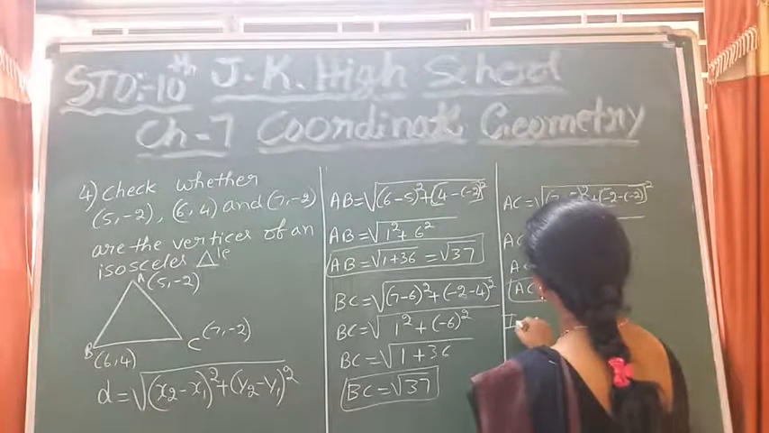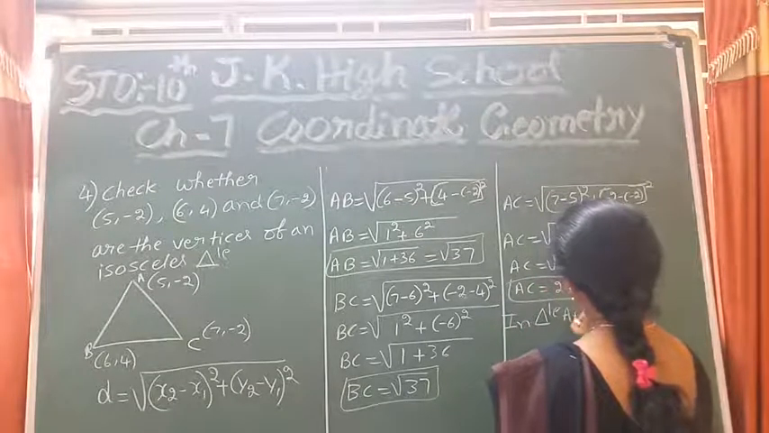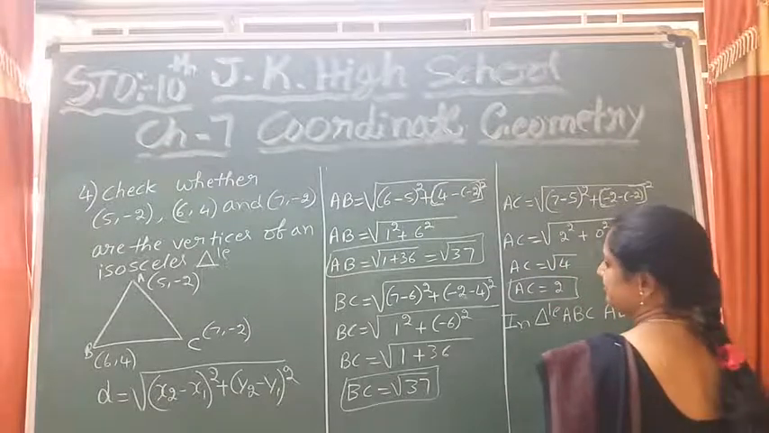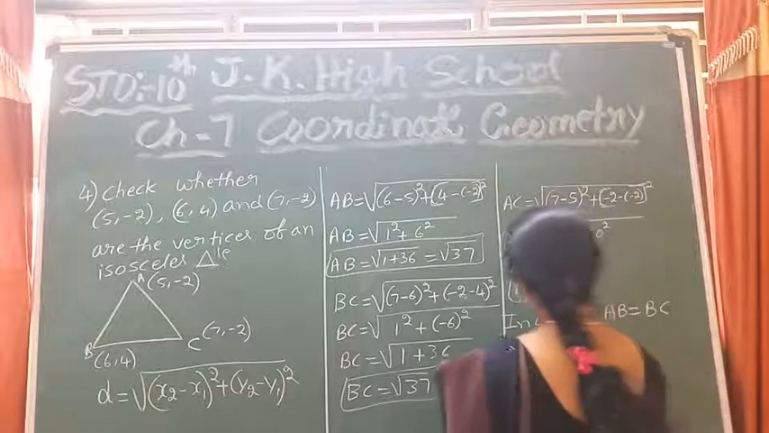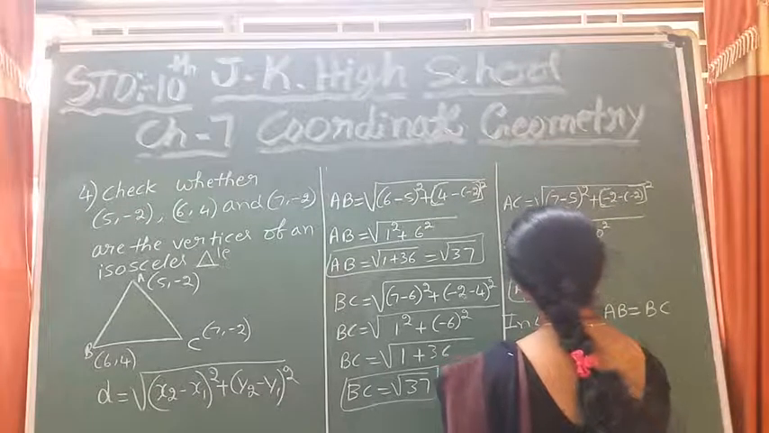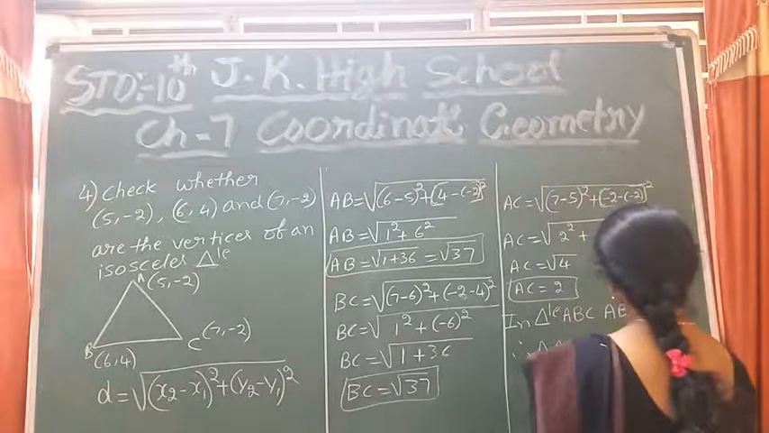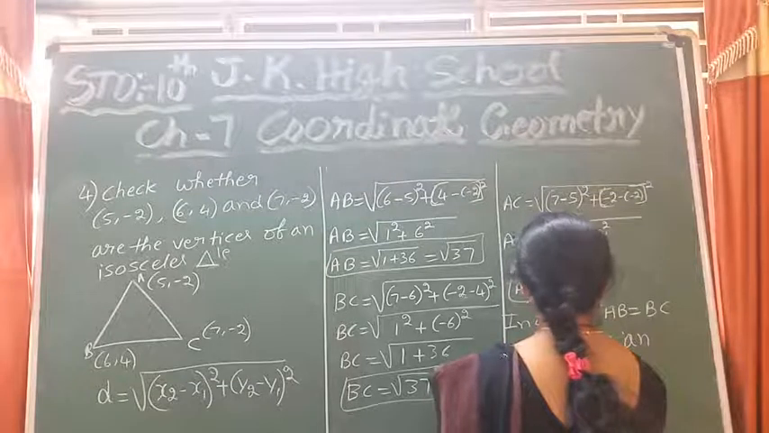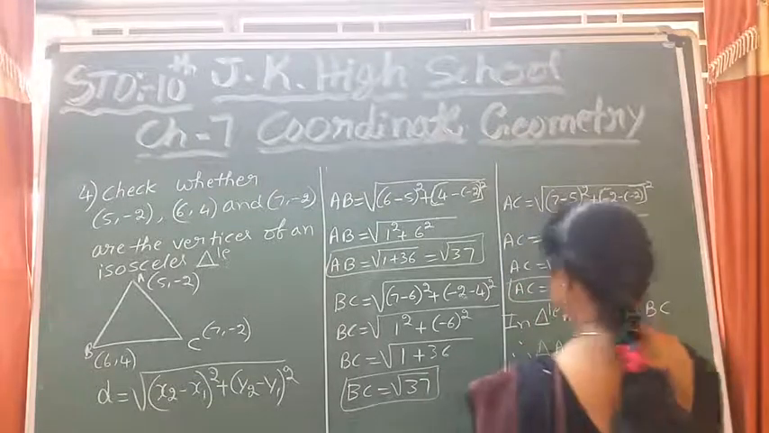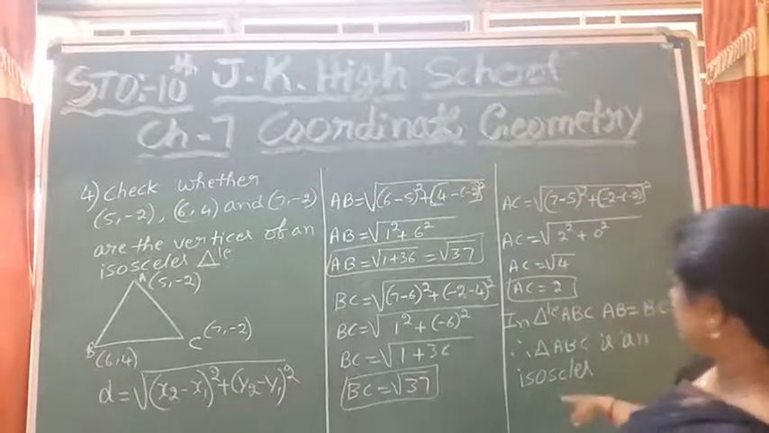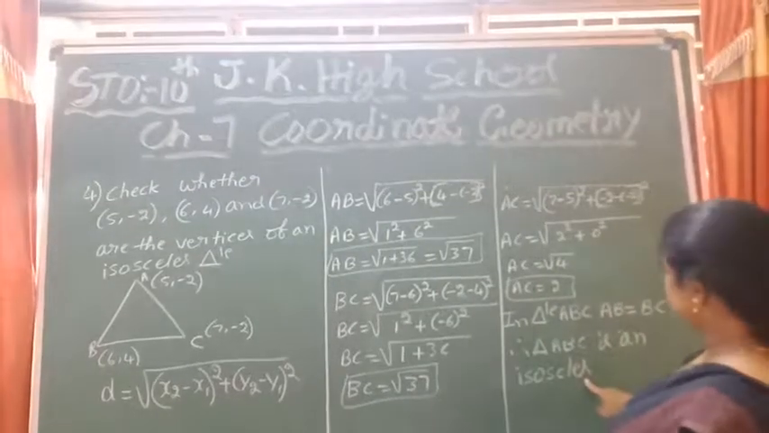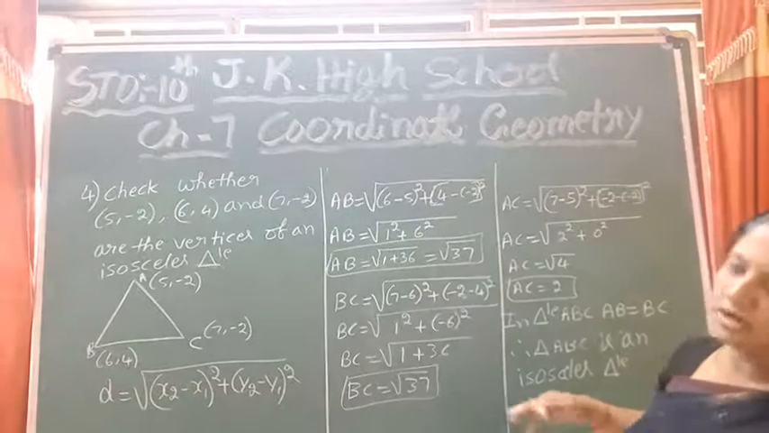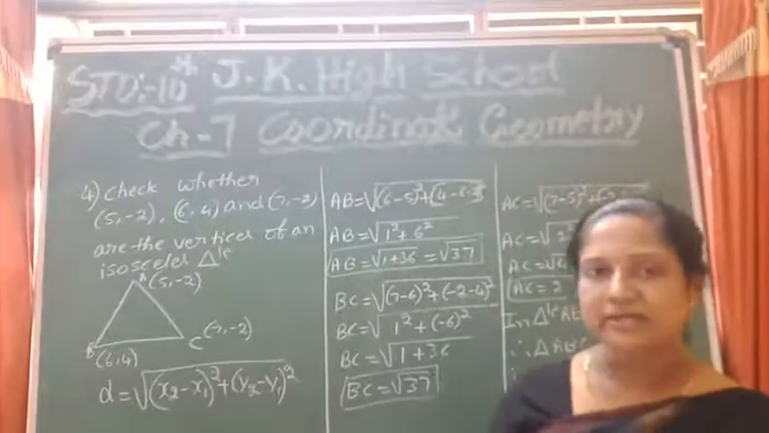In triangle ABC, after finding the measurements, AB is equal to BC. Therefore, triangle ABC is an isosceles triangle. They told us to find out whether it is an isosceles triangle or not. They told us to check isosceles triangle. It is an isosceles triangle because out of 3 sides of a triangle, 2 sides are equal, children.